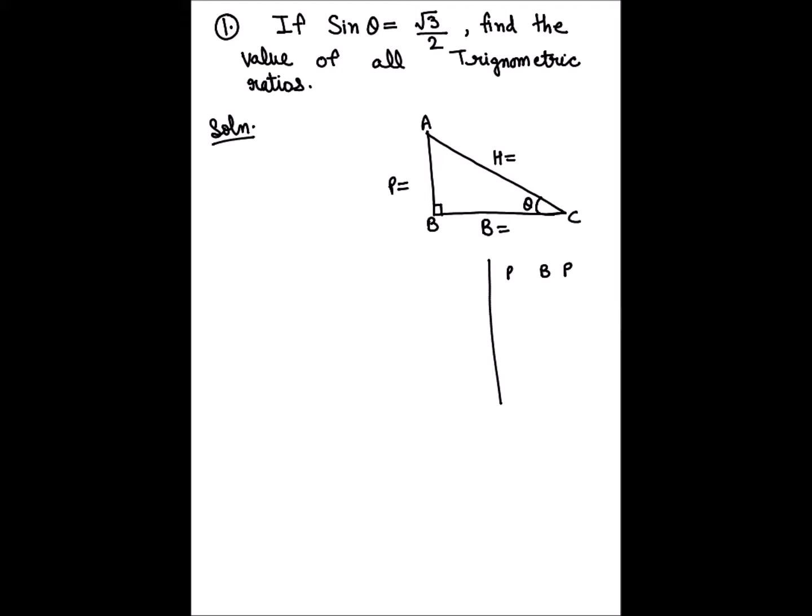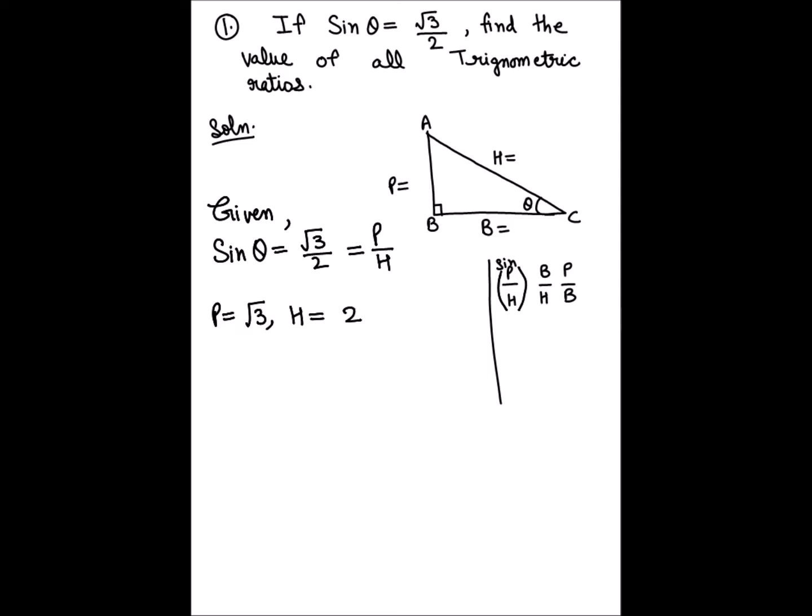Now remember the mantra PBPHHP, that is Pandit Badri Prasad Har Har Bol. Now from here find out what is sine theta. Sine theta is P upon H, which is given. So given is sine theta is equal to root 3 upon 2. And what is sine theta? Sine theta is P upon H. So root 3 upon 2 is equal to P upon H. From here we can say that the value of P is root 3 and the value of H is 2.